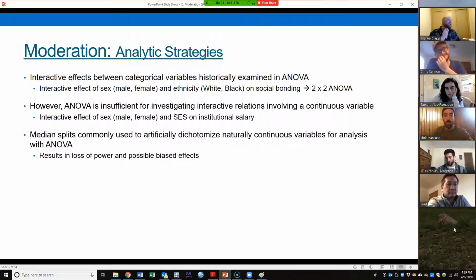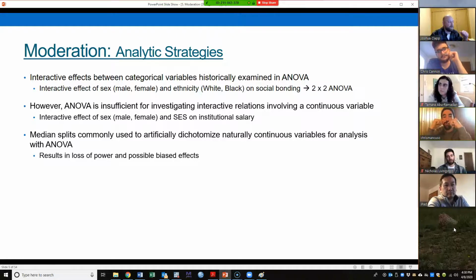And so what we've typically done within our field is rely on median splits, right? I say, okay, SES is measured continuously, but that's inconvenient for the ANOVA that I want to run. So I'm going to look at the median value on my SES variable, and say anybody above the median is high SES, everybody below the median is low SES, and then use that as a variable in my ANOVA, right? You can do this, but it's a terrible approach. We end up with potential for biases.